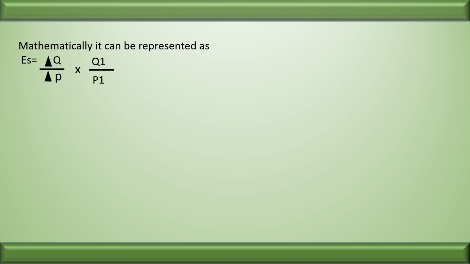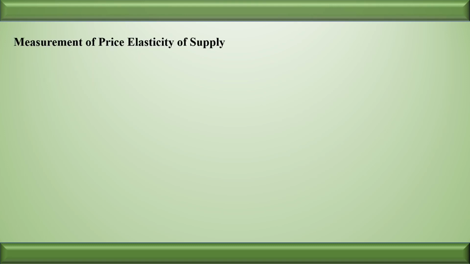Mathematically, elasticity of supply can be represented as delta Q divided by delta P multiplied by Q upon P. Here delta Q means change in quantity supplied, delta P means change in price of the commodity, Q1 means initial supply, and P1 means initial price of the commodity.